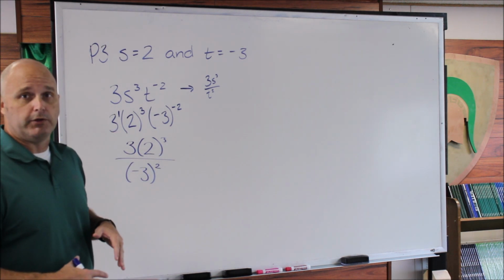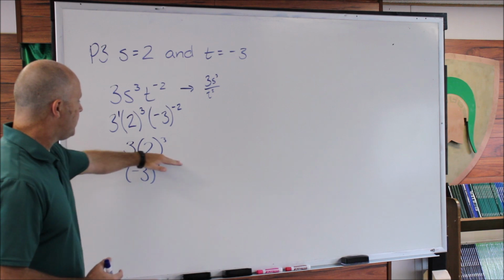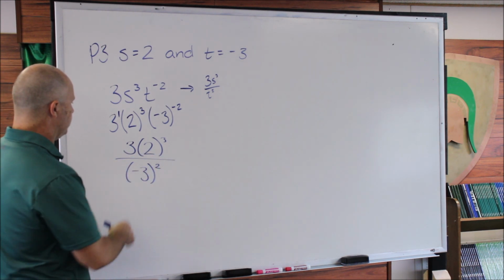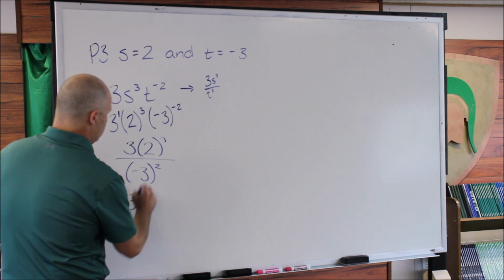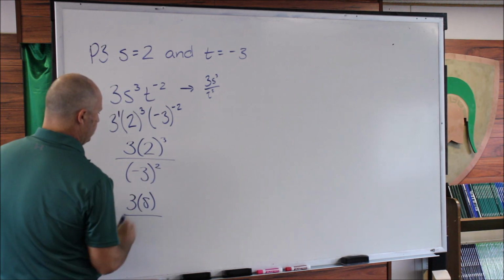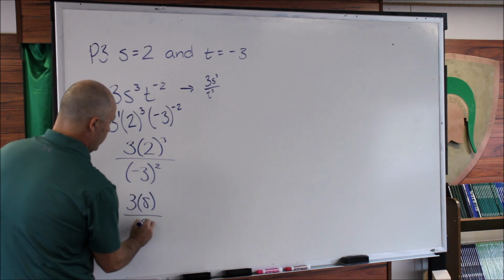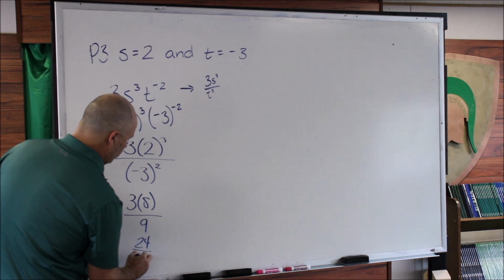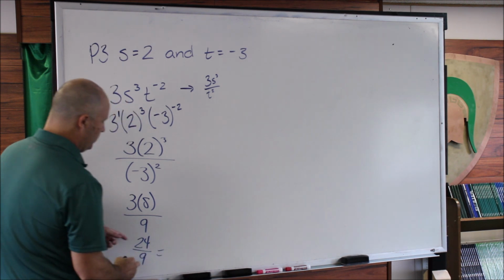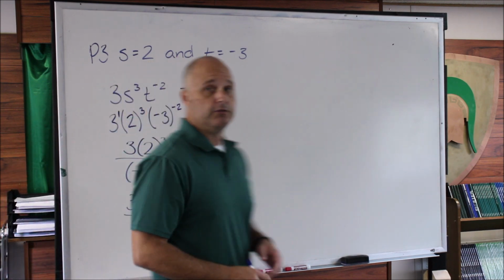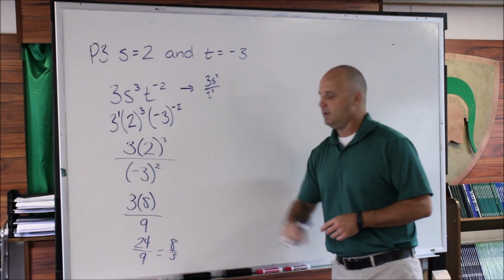Now it's just a matter of doing order of operations. Since these are separated by a division bar, I can go ahead and work these out separately. So I get 3 times 2 cubed, which is 8, over -3 squared. -3 squared is 9. So then 3 times 8 is 24 over 9. And then that is going to reduce down to 8 over 3. So the solution to this is going to be 8 over 3.